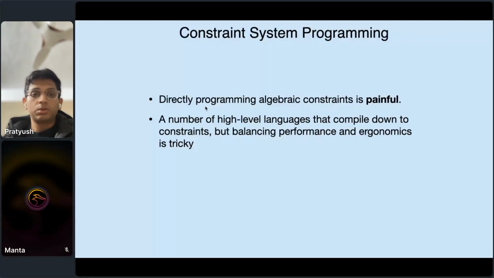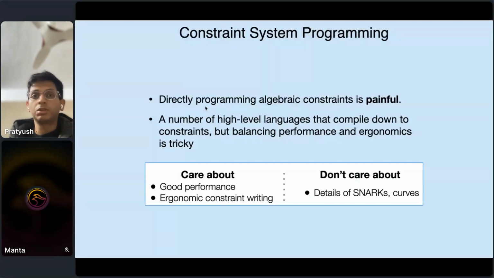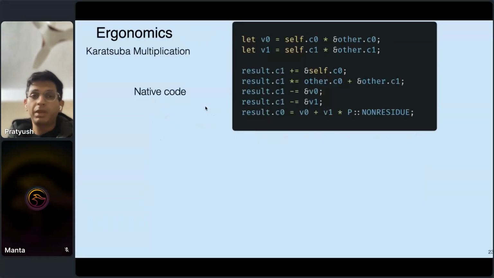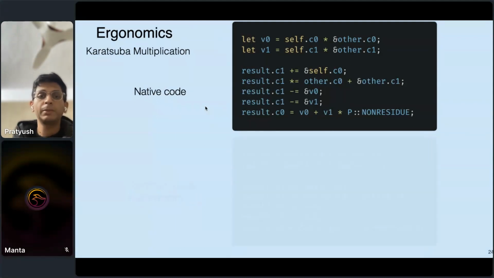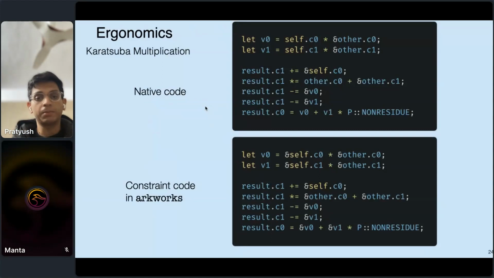Okay, so I don't think I'll have time to go over this portion, but basically the takeaway is that in our interface, we've made it very easy to make writing constraint code almost as easy as writing the native code. Here's one particular algorithm. We don't need to know which one it is, but as you can glance and see, the implementation of the constraint code looks almost exactly like the implementation of the native code.